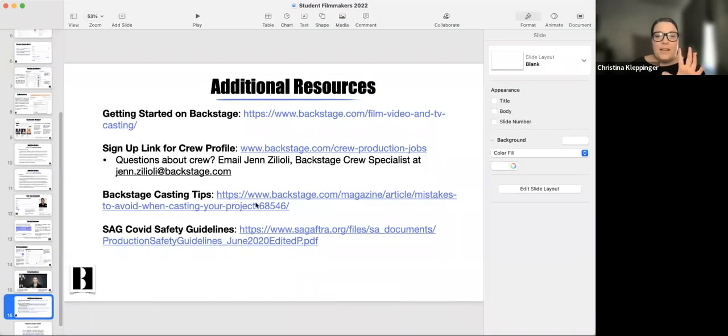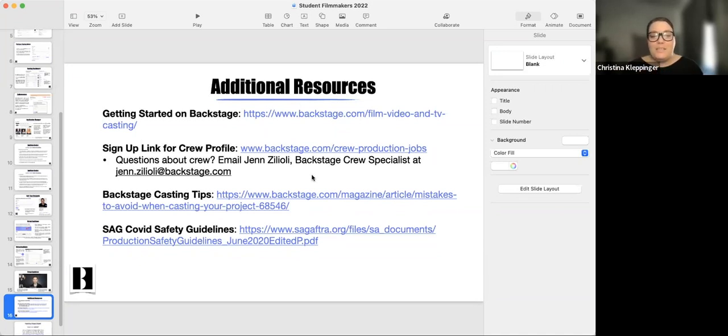Okay, so a couple of other resources. Like I said, I'm going to send you this as a PDF. There's kind of an easy walkthrough. I think that getting started on Backstage can be a little confusing, so I wanted to include that. The other thing is that if you are looking to add some crew experience to your resume as a filmmaker and you have the time around school, that link will help you sign up for a free crew profile. So if you are looking for PA work, you are kind of aimed at graduation and those first 2 film jobs afterwards, that's the link that you're going to use. If you have questions about either hiring crew or you start to fill out your crew profile and you don't know, I've included Jen's information. She's me, but for Backstage crew.